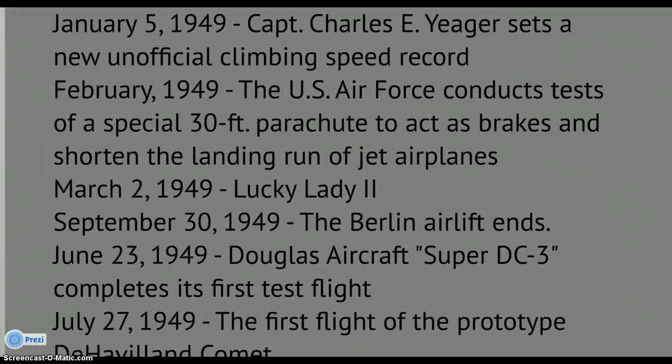As we move into the 1940s, we start to evolve further with aviation. On January 5, 1949, Captain Charles E. Yeager set a new unofficial climbing speed record of more than 13,000 feet per minute in the Bell X-1 at Muroc. On February, the U.S. Air Force conducted a test of special 30-foot parachutes to act as brakes and shorten the landing of jet airplanes, using a Boeing XB-47 for the purpose.